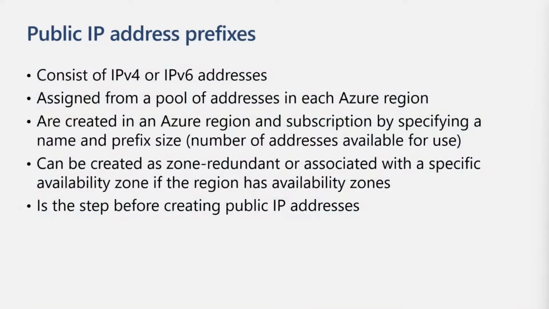So next, just a brief listing of what the components of a public IP prefix are. They are assigned from a pool of addresses in each Azure region. You can create a public IP address prefix in an Azure region and subscription by specifying the name and the prefix size. The prefix size is the number of addresses that are available for use, and public IP address prefixes can consist of IPv4 or IPv6 addresses. In regions with availability zones, the public IP address prefixes are created as zone redundant or associated with a specific availability zone. And after the public IP prefix is created, you can then create public IP addresses.